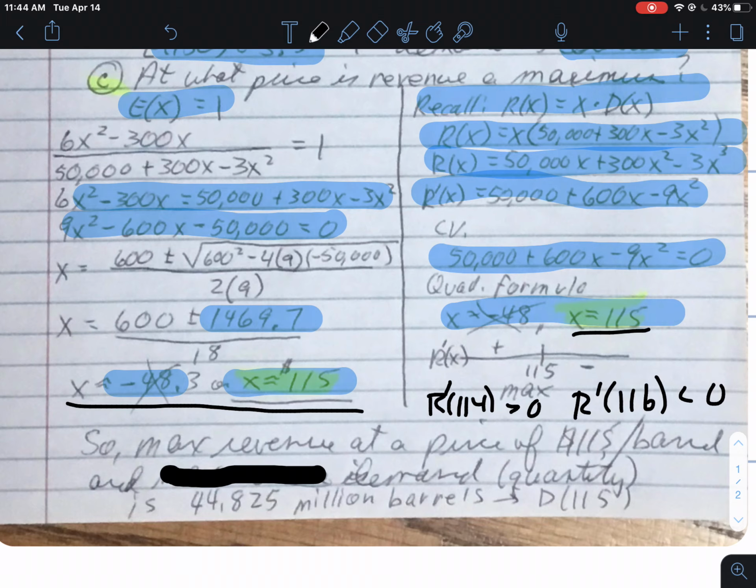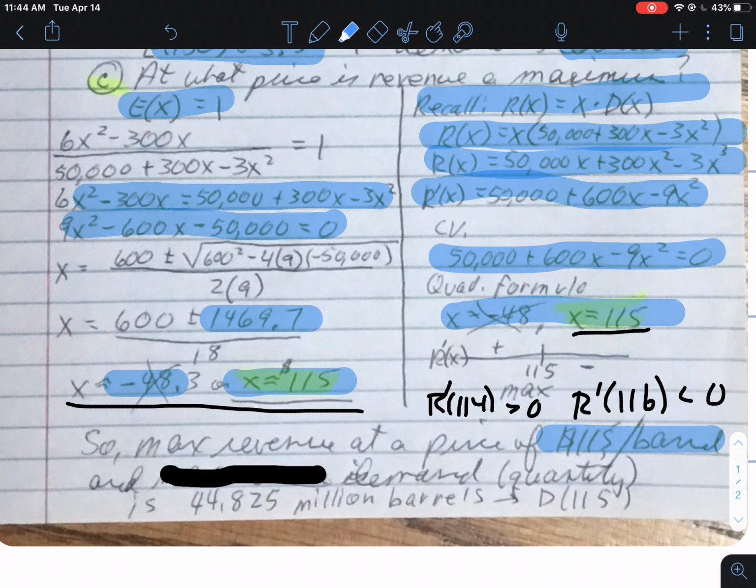So either way, you now have two ways that you can find maximum revenue. You could find your elasticity, set that equal to 1, and solve for x, or you could find your revenue function and find the maximum of that revenue. So max revenue is at a price of $115 per barrel.